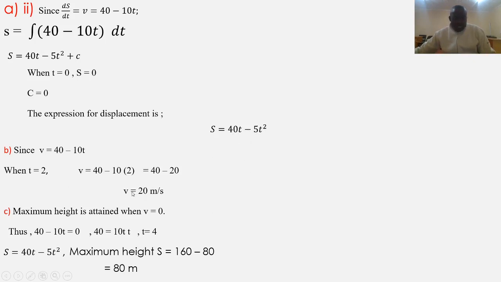60 meters, and the velocity after 2 seconds is 20 meters per second, and displacement after 2 seconds is 60 meters. That is, you've answered part B of the question. Part C of the question, we find the maximum height attained.